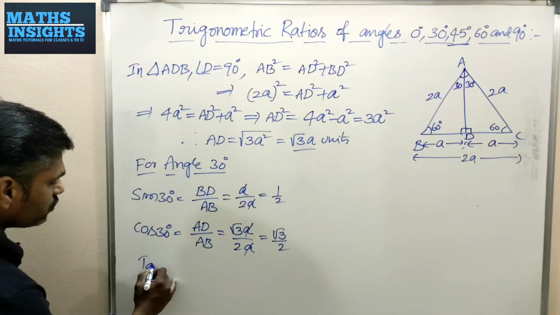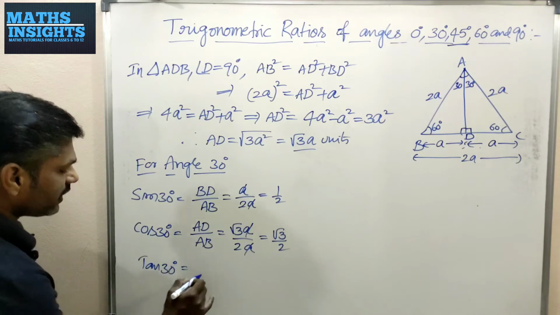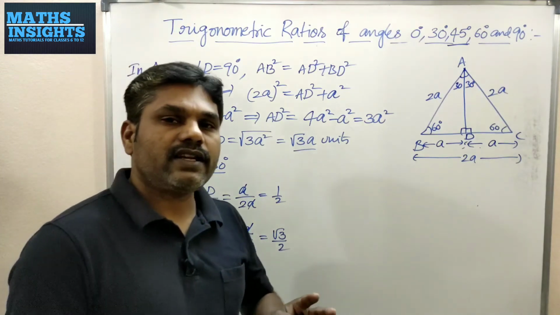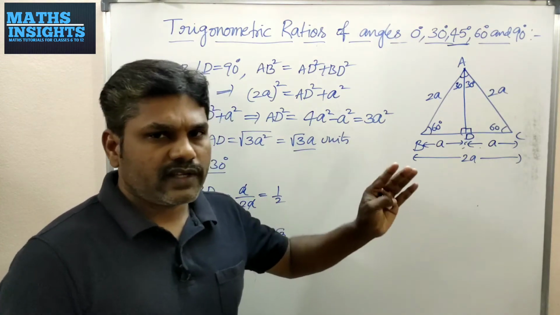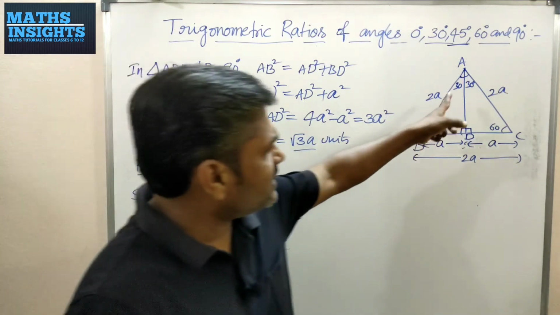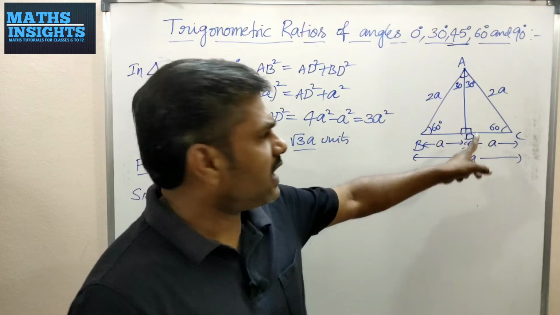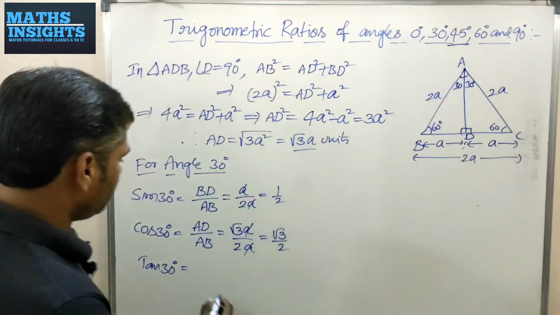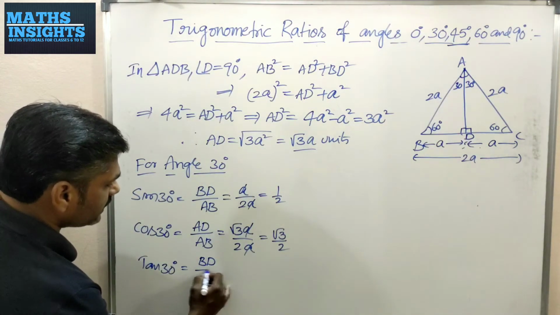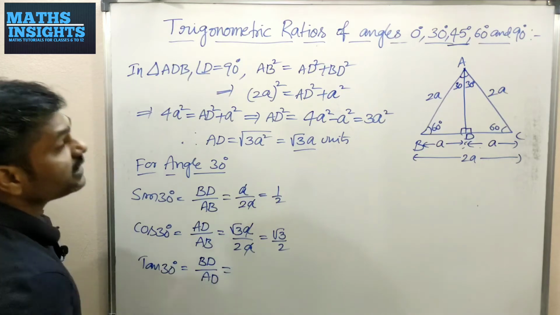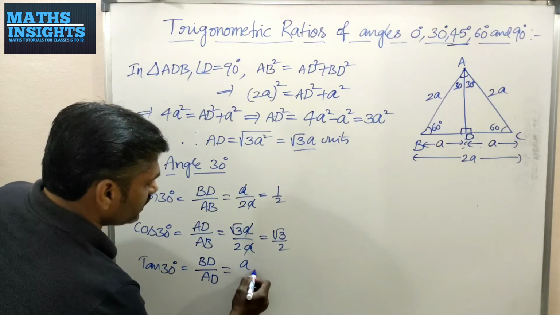Next, coming to tan 30. Tan 30 is defined as the side opposite to 30 by the side adjacent to 30. This is the 30 degrees. The opposite side will become BD, the adjacent side will become AD. Therefore, BD by AD. BD value is a units.